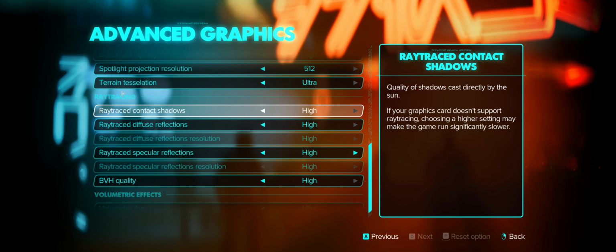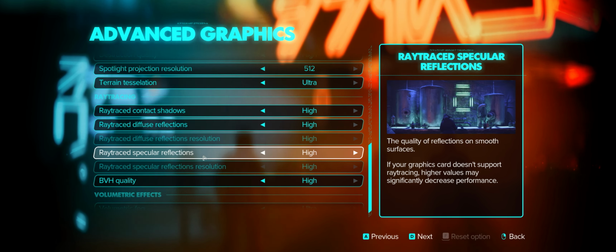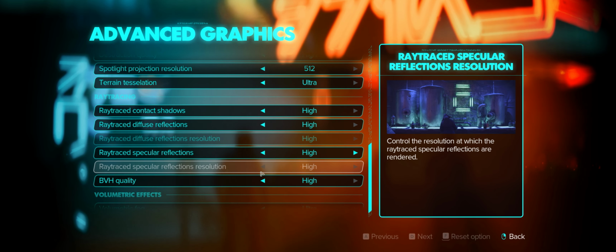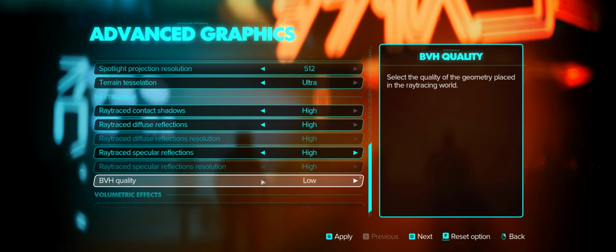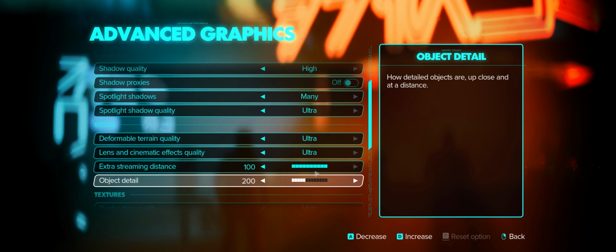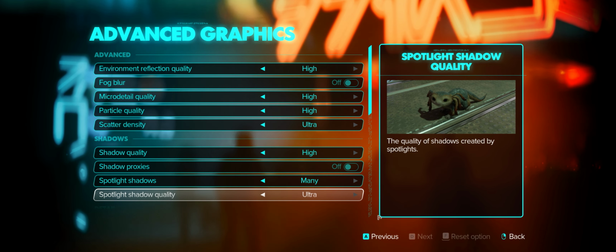Now they have another ray trace setting here. So you have ray trace contact shadows set to high, diffuse reflections set to high, ray trace specular reflections set to high. I'm a sucker for some good reflections. So then we also have a BVH quality setting from low, medium, and high. So that is pretty cool. But let's check out these settings. I've yet to load into the game, so this will be the first time.